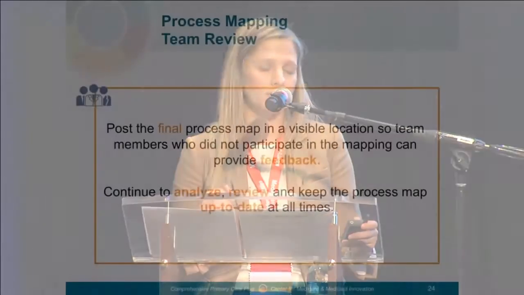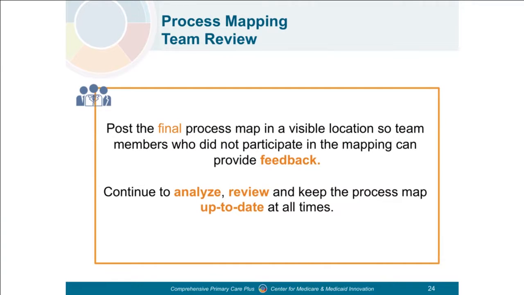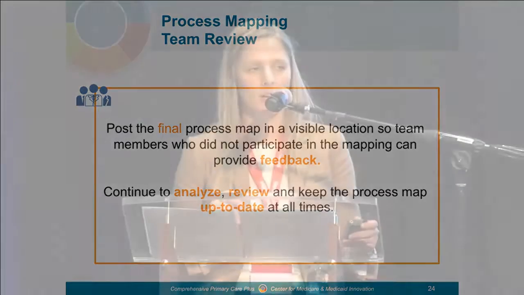So once these steps are identified that don't add value to the improvement of your work, you can begin to workshop on action plans to be developed to address these improvements. So a team review, final step here. Make sure you post that final process map in a visible location so team members who did not participate in the mapping can provide any feedback. And just continue to analyze, review, and keep the process map up to date at all times.